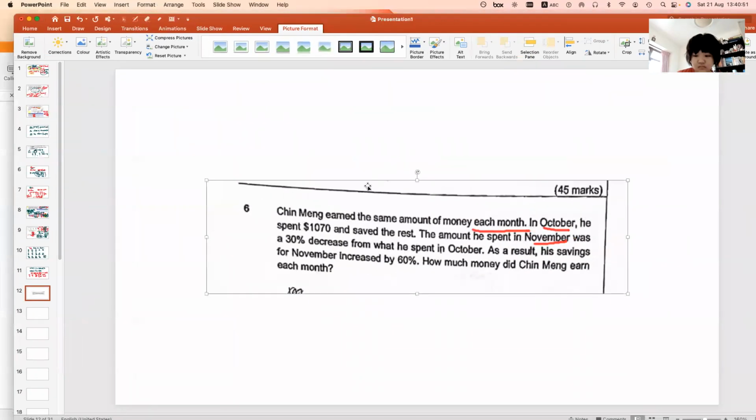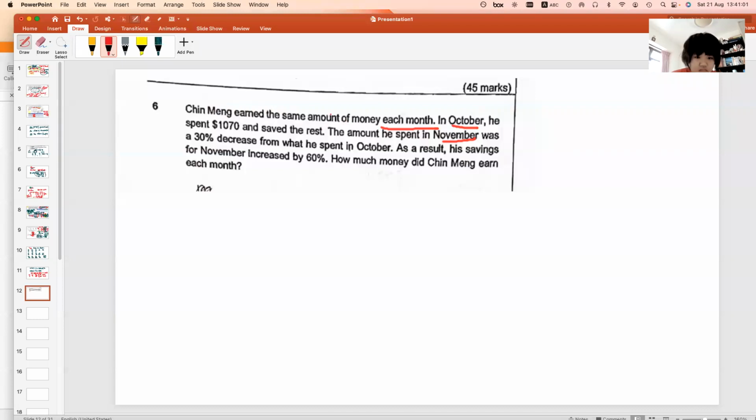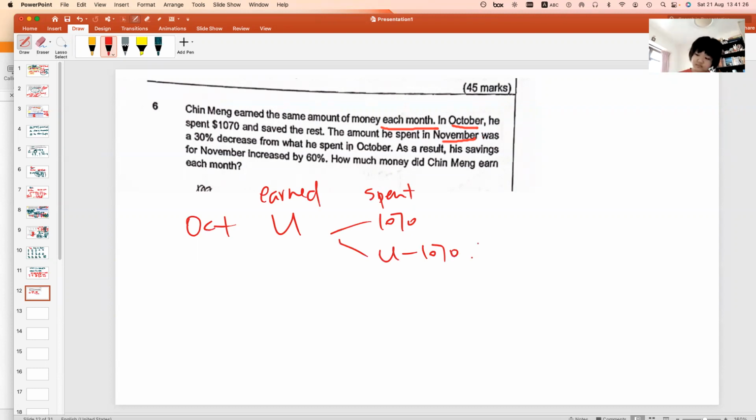When you use the breakdown method, that means you try to list down the things. So I'm going to use the breakdown method here. Breakdown is to list them down. So same amount each month. So let's say October. We receive, you don't know how much, so this is earn u, and then he spent. So the person spent 1070, and then saves the rest. So saved is u minus 1070, right? So this is saved.